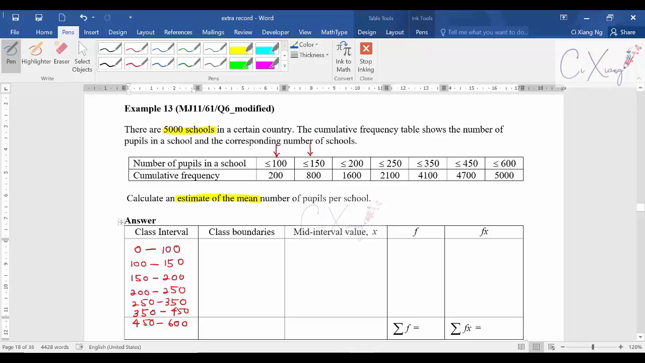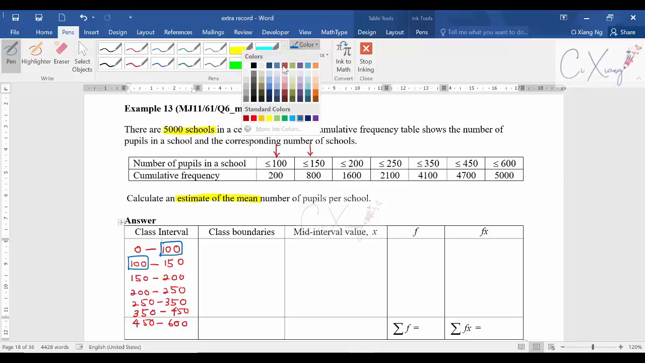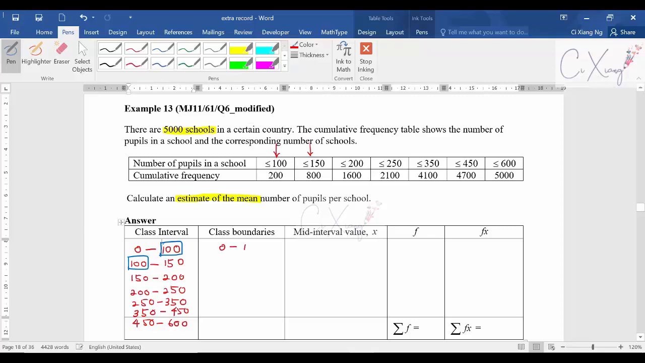So how can we check? Same rules here. You check the upper value of the first class, and also the lower value of the second class. If you have a look here, you can see that these two values are actually the same value, which means you do not need to do any adjustment to make it the class boundary. So it will remain as 0 until 100, 100 until 150, and then 150 to 200, and so on. I'm not going to complete the whole table for you. You have to complete the rest of it.